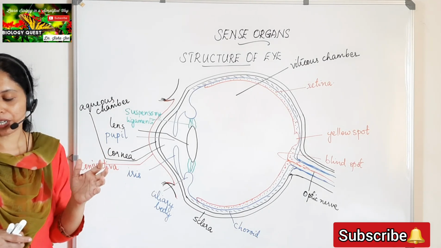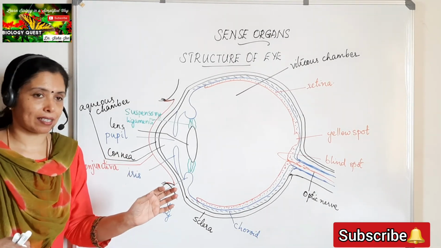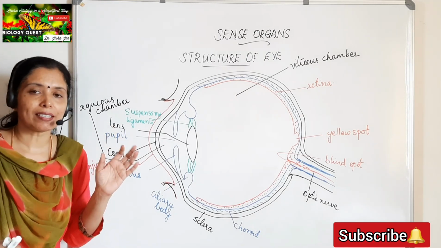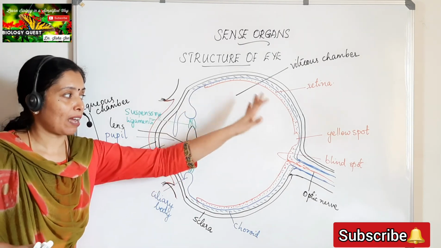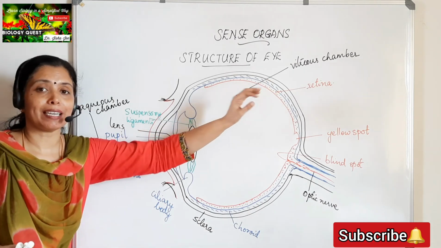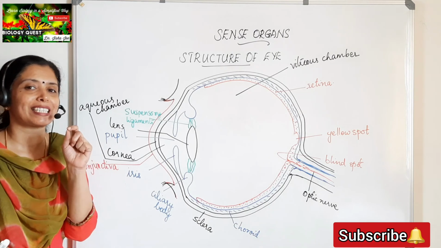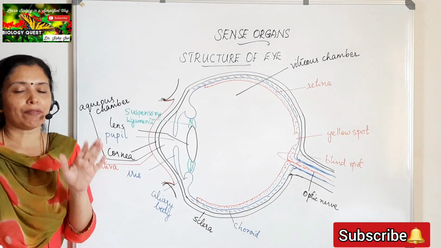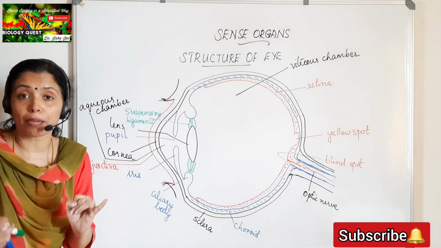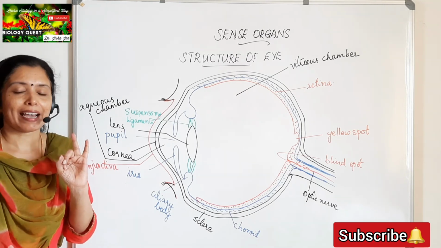Okay, and another function is that it protects the retina and the nerve endings. The nerve endings and the retina are protected due to the vitreous humor. So once again, the large cavity behind the lens is called the vitreous chamber. It is filled with a transparent jelly like thick fluid, which is called the vitreous humor. Again, vitreous humor has two functions. First, it helps to maintain the shape of the eyeball, and second, it protects the retina and the nerve endings.